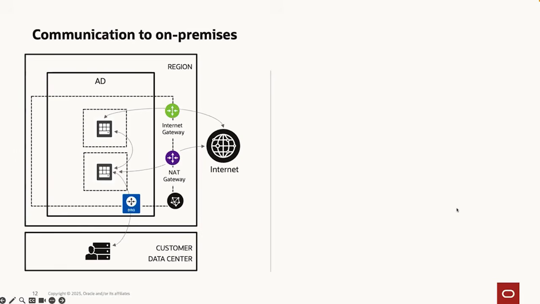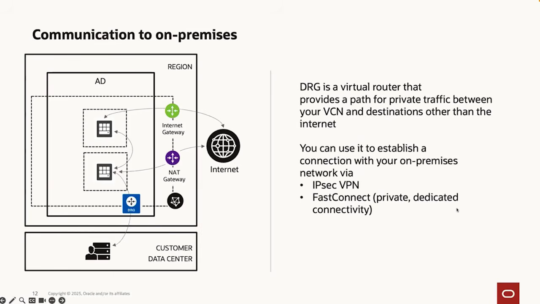We also have a dynamic routing gateway. That's what the DRG stands for, dynamic routing gateway. And this gateway provides a path for private traffic between your VCN and destinations other than the internet, like your on-premises networks and connections between other VCNs, whether that be in the same region or not. You could use it to establish a connection with your on-premises network via IPsec VPN. And this will go through the internet as private traffic by using encryption.